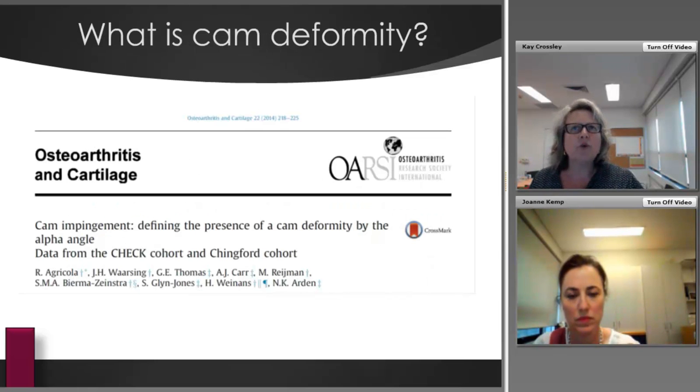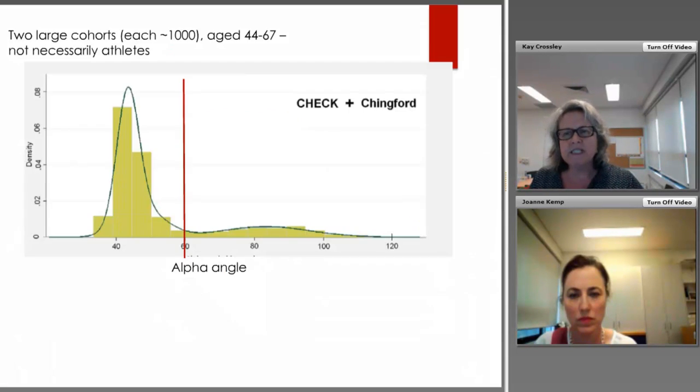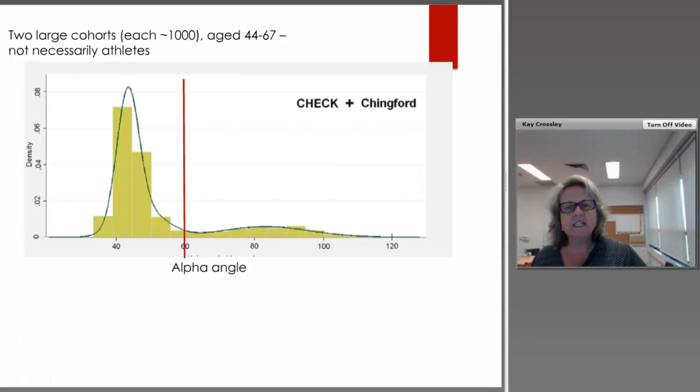So how do we know what that angle is? What angle can represent a cam deformity? There's been some work done by Agricola from Holland, and he's combined the work from the CHECK cohort, which is a large cohort in the Netherlands, and the Chingford cohort, which is a large group of people from the United Kingdom. What they did was combine these data together to get an indication of where the cut point was for an alpha angle.